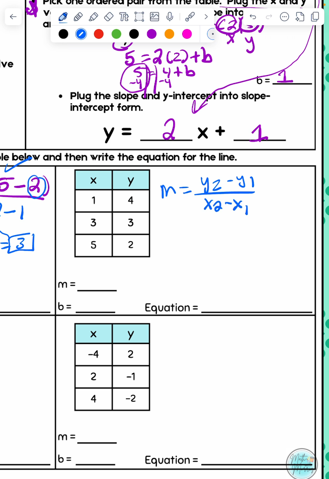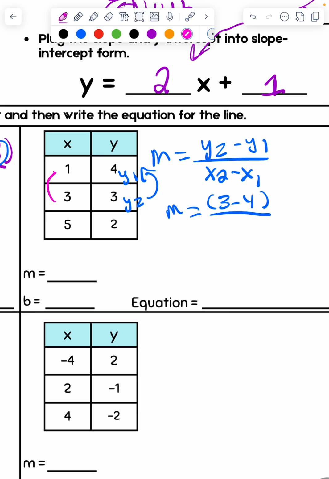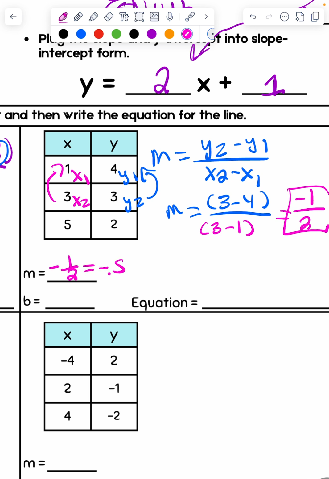Okay, so my second y-coordinate is 2. My first y-coordinate is 4, so I'm going to subtract that. I'm going to say 3 minus 4 on top. Okay, make that a little bit bigger. Then I'm going to come over, I need to subtract my x-coordinate. My x2 is 3, my x1 is 1. So I'm going to take 3 minus 1. So 3 take away 4 is negative 1, over 3 minus 1 is 2. So my slope is going to be negative 1/2, which is going to equal negative 0.5.